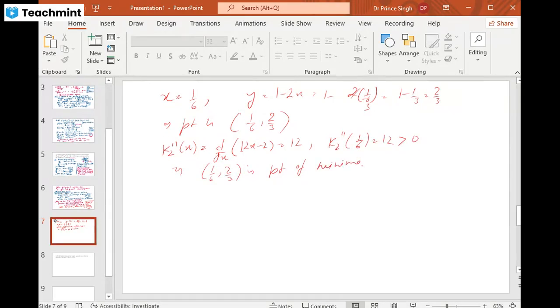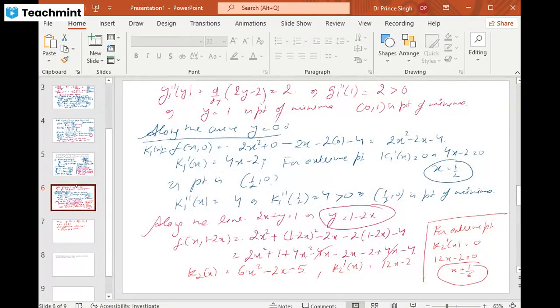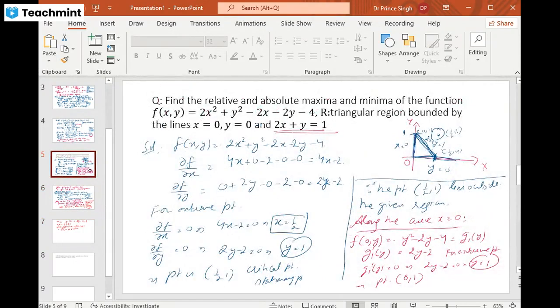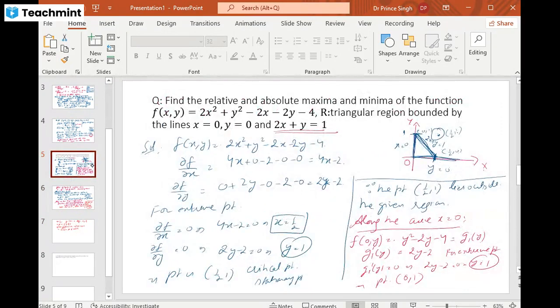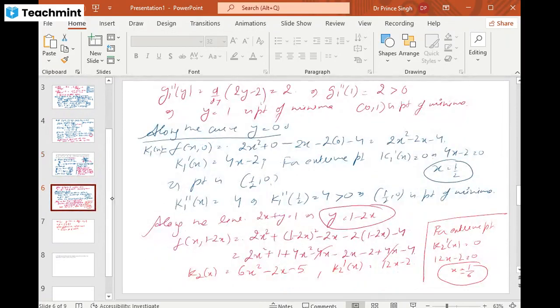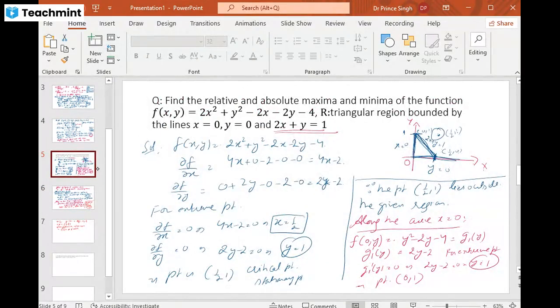So basically, we'll get 3 points of minima. One is (0, 1), which is also one of the vertex points. Another one is (1/2, 0), which is another vertex point.